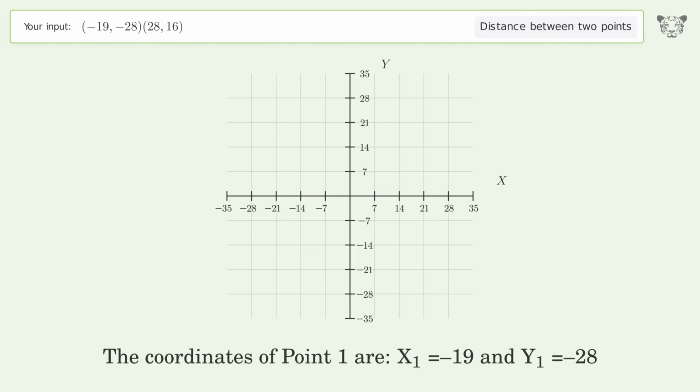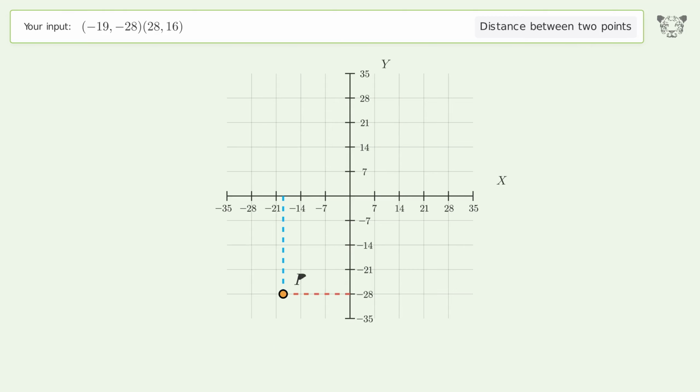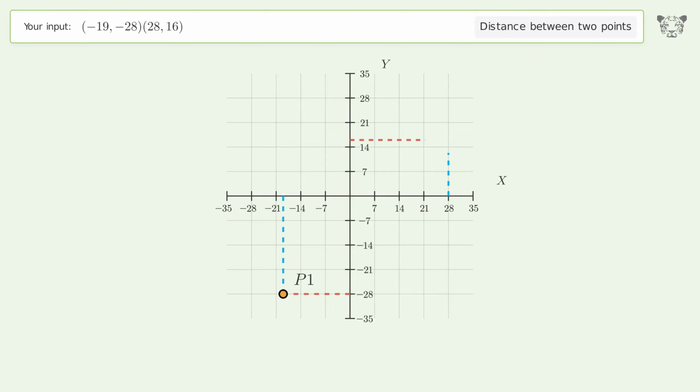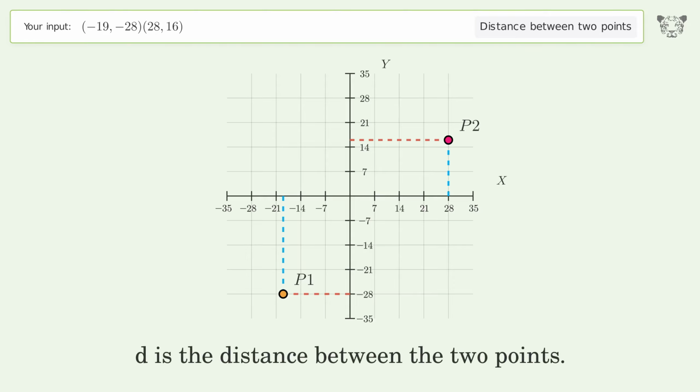The coordinates of point 1 are x1 equals -19 and y1 equals -28. The coordinates of point 2 are x2 equals 28 and y2 equals 16. D is the distance between the 2 points.